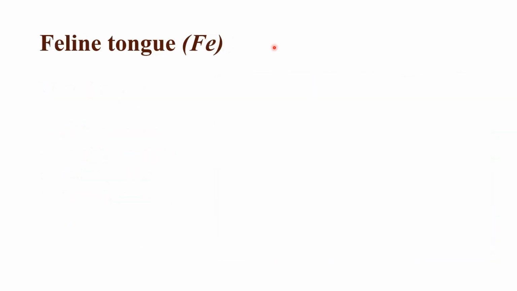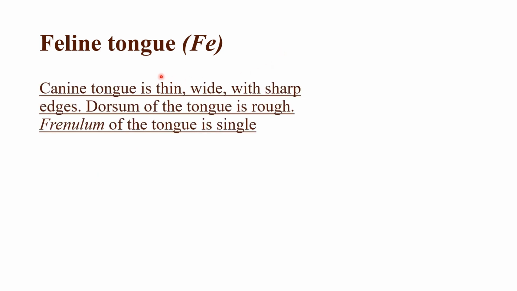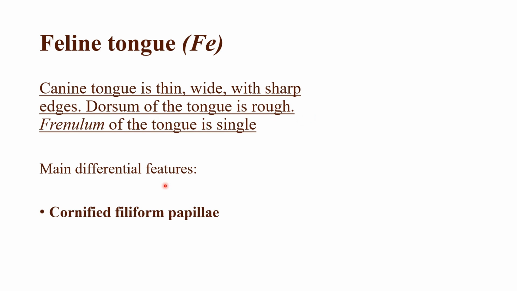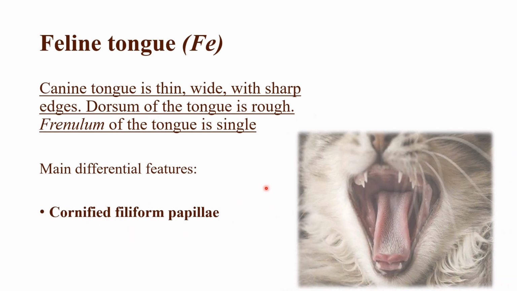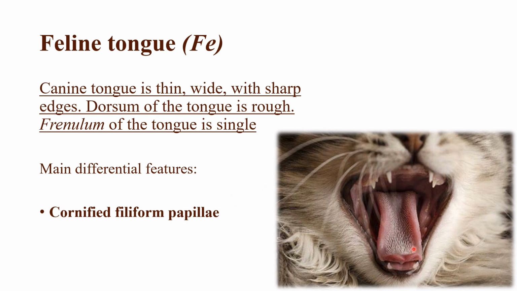Last but certainly not least, we have the feline tongue, or cat's tongue. It's also thin and wide, just like in dogs, but the main feature that makes it different is that the dorsum of the tongue is rough, because of the cornified filiform papillae. So you probably know what they look like and how they feel. They're used for grooming and they are kind of sharp.